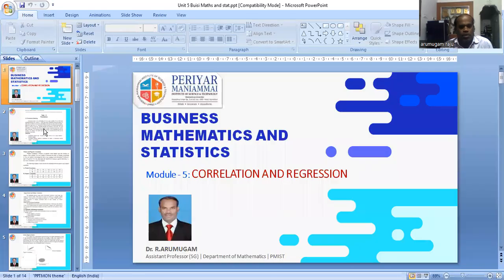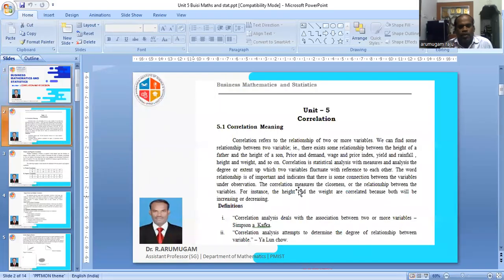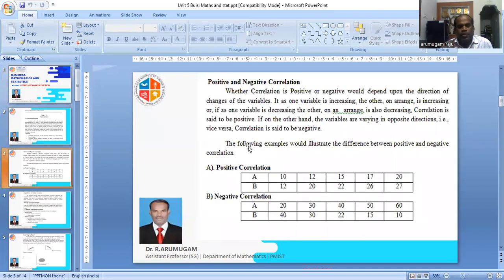Good evening, students. So today we will discuss correlation. In general, correlation means the relationship between two or more variables. The exact definition is: correlation analysis deals with the association between two or more variables. Here we have the types of correlation, positive and negative.